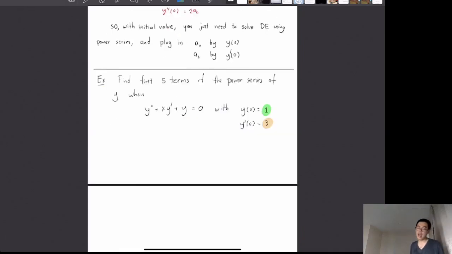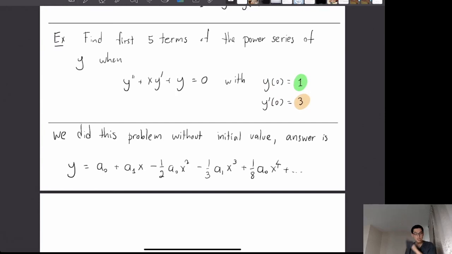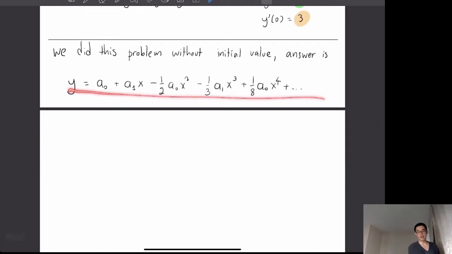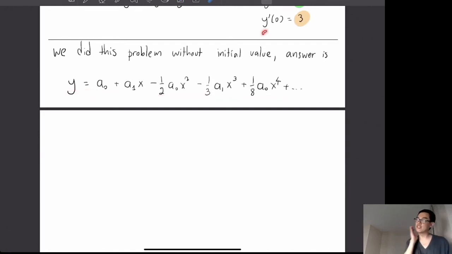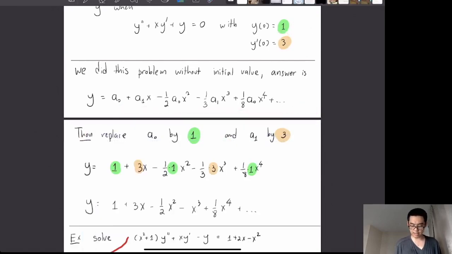Okay, so let's look at the same differential equation but with y(0) and y'(0). This is pretty simple, right? We did this problem before, and the answer is this. But now we have an initial condition, so the initial condition will turn infinitely many solutions into just one solution. We know that this is just A0 and this is just A1, so just plug in A0 and A1 accordingly, and you will have something like this.